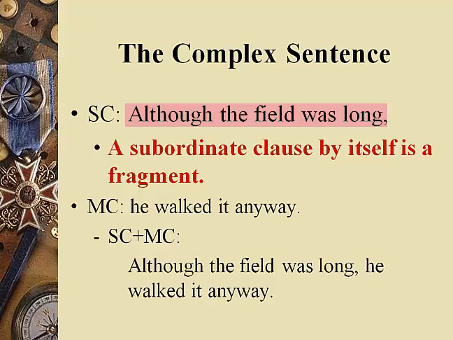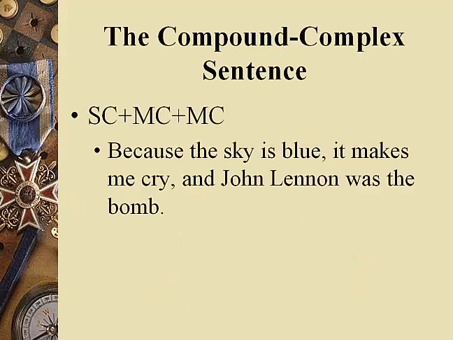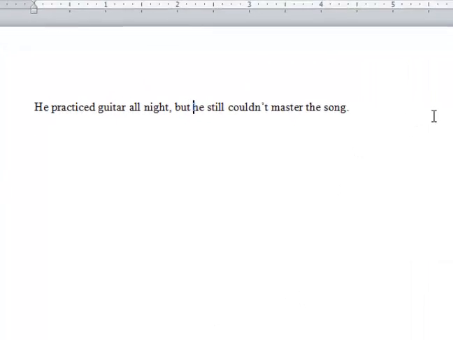Although the field was long, if that's all you say, yeah, you have a subject-verb relationship with field was, but because you start that sentence with a subordinating conjunction, although, that is an incomplete thought, and it's called a fragment. That, by definition, is what a fragment is. And therefore, you have to add the main clause after a comma. Before we go into the compound complex sentence, I suppose we should practice.